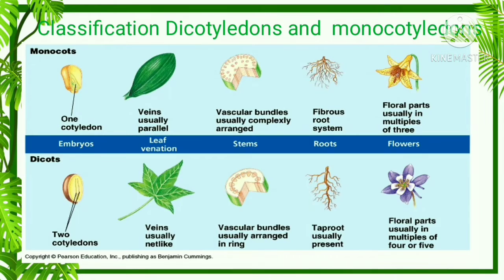Now you can see the classification of angiosperms. Angiosperms are broadly classified into two groups: the monocotyledons or the monocots, and dicotyledonous plants or dicots.